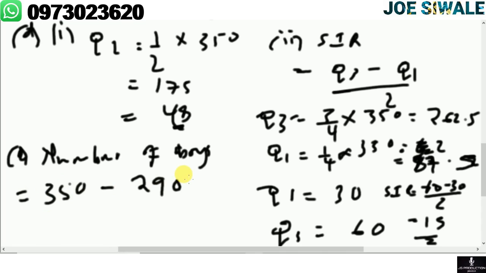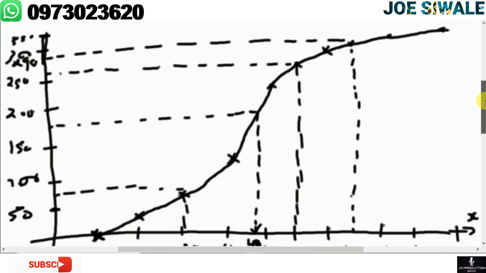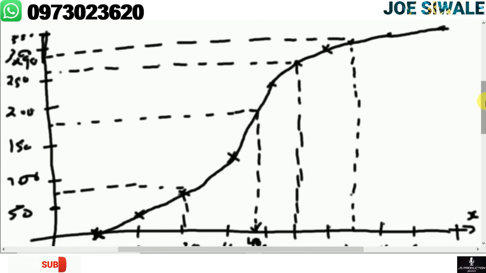So let us do our calculations there. 350 minus 290, that's 60. So that's the number of boys. So that's how you can complete your cumulative frequency table and how you can draw a cumulative frequency curve. Where you have questions, you can ask in the group.